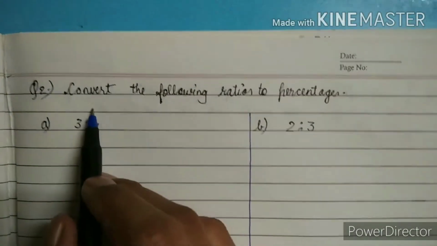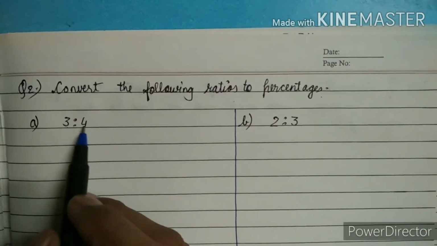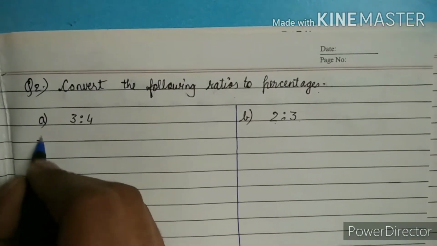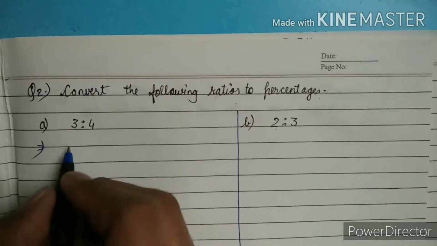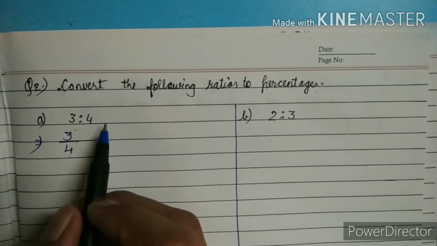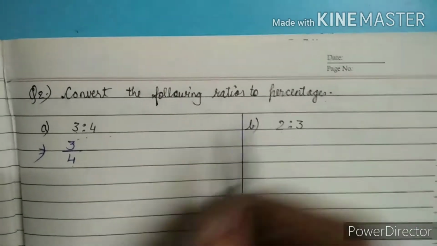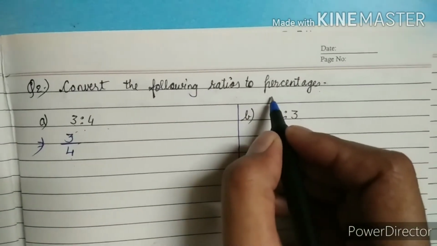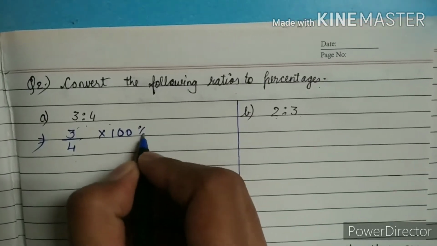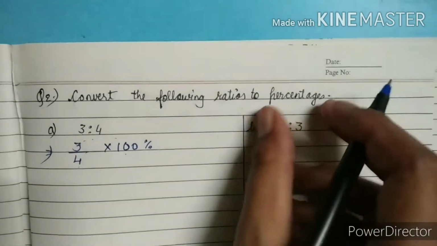Question number 2 is, convert the following ratios to percentage. First is 3 by 4, second is 2 ratio 3. So ratio can be written in the form of fraction like in this way, 3 by 4. You can see here we don't have percentage symbol and we have to convert ratio into percentage. So we will multiply by 100, and what will come here? Percentage, because we have to change into percentage. That's why 100 percentage will come.